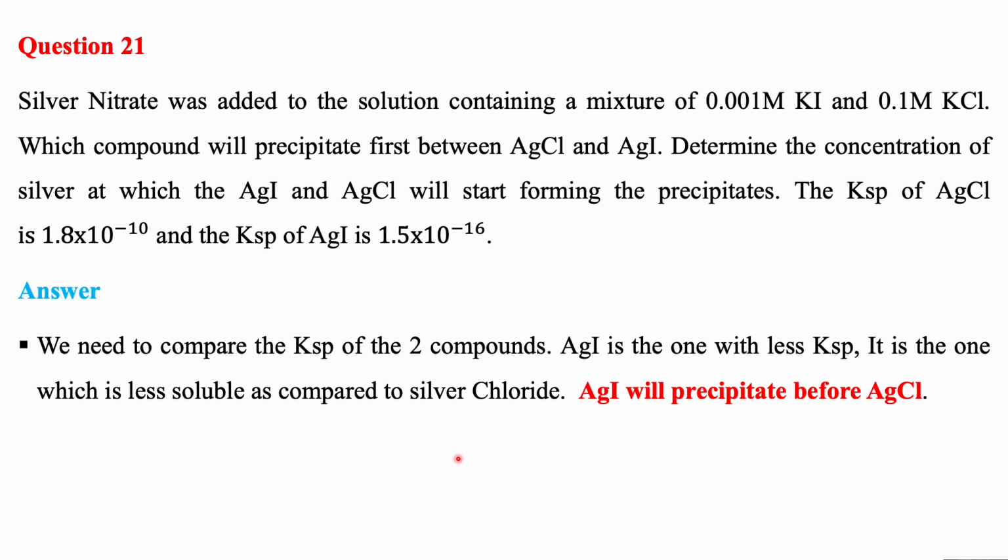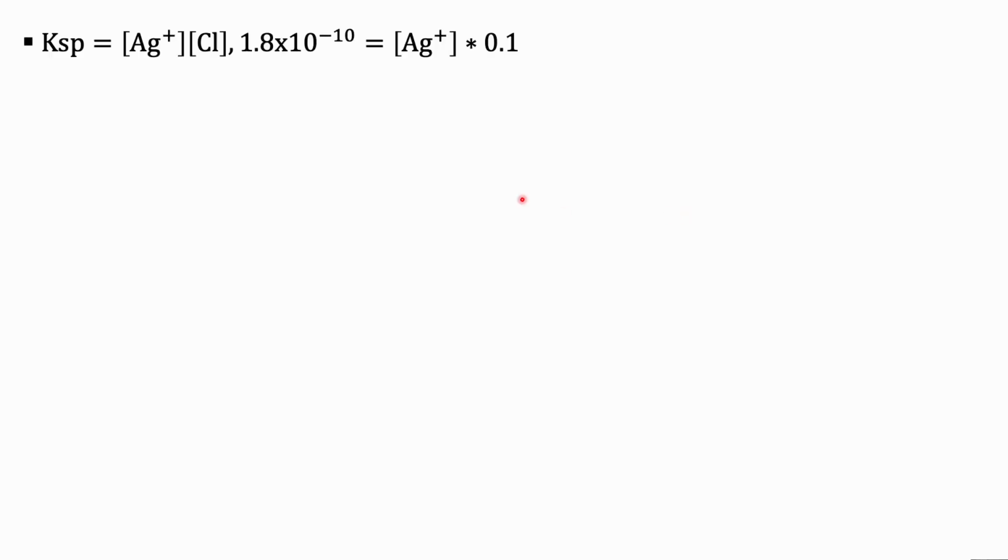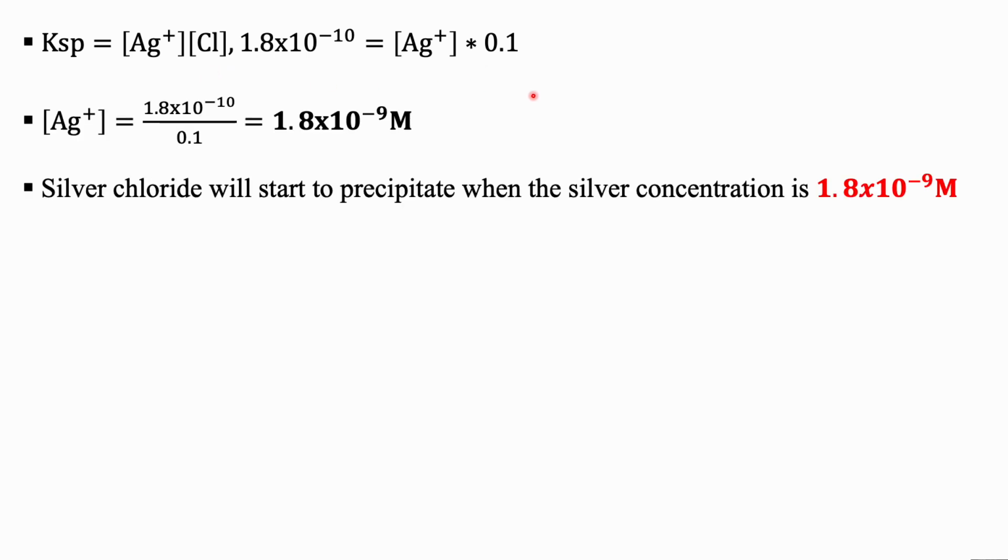Then they are asking to determine the concentration of silver at which silver iodide and silver chloride will start forming a precipitate. We just replace the values. So here we have the Ksp expression. Now they are asking for the concentration of silver. The chloride concentration, you have it in the question. Then we replace the values, and we get the concentration of silver at which silver chloride will start to precipitate. So that means silver chloride will start to precipitate when the silver concentration is 1.8 times 10 to the power negative 9 molar.